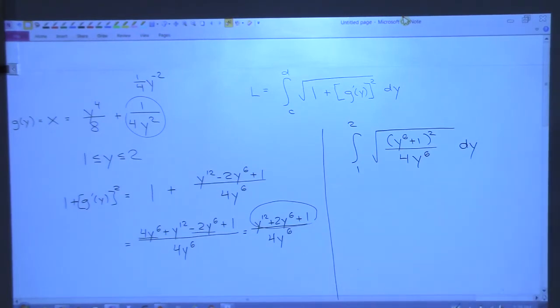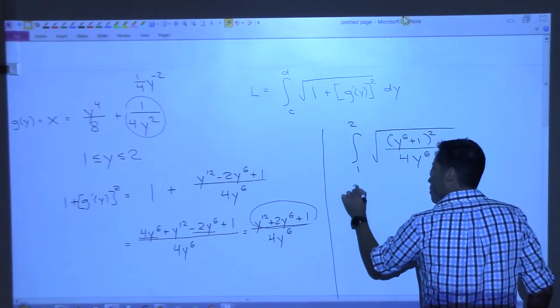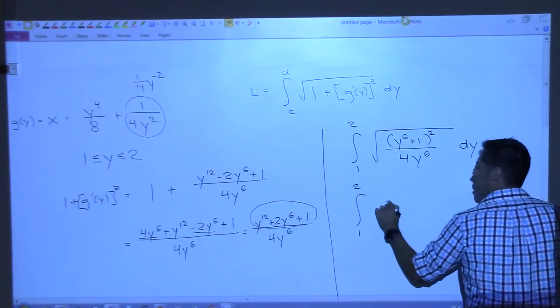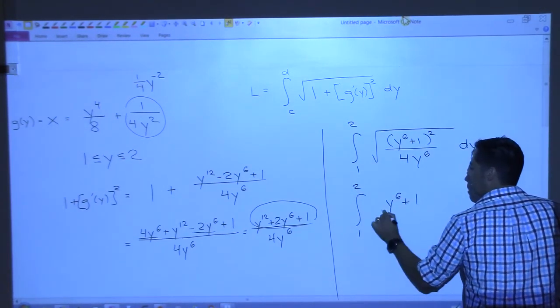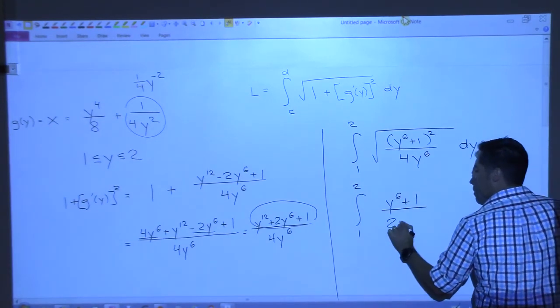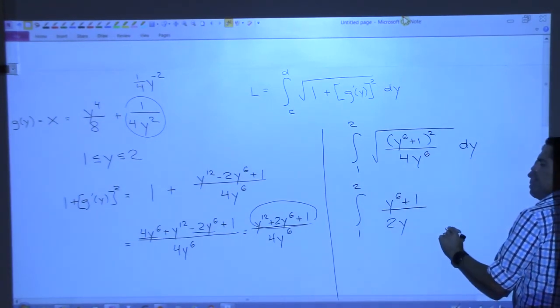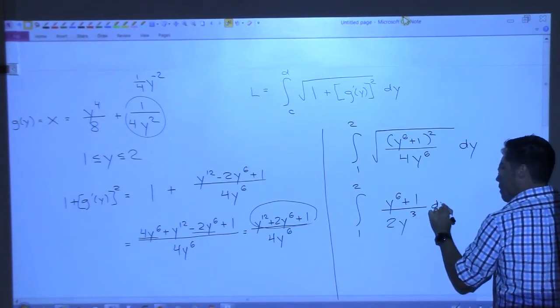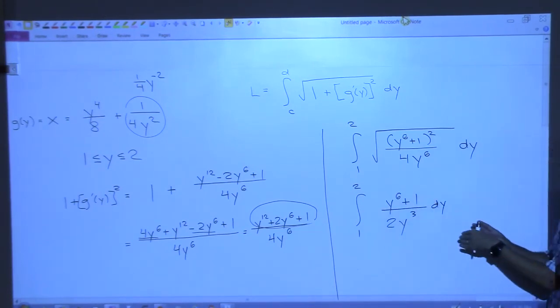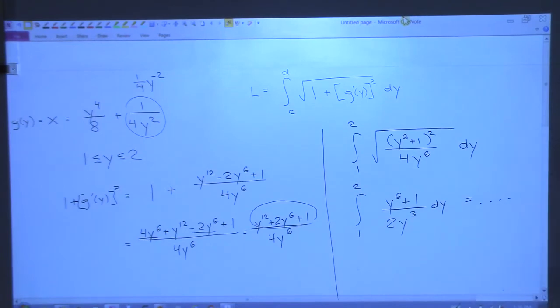I think one more step and we're there. Root on top and bottom. So we're going to go integral 1 to 2. When I root that, I just get y to the 6th plus 1. And when I root this, I get 2y to the 3rd dy. And then I can split it into 2 again, can't I? From here you could do the rest. So both those problems actually worked out very similar to one another, right?